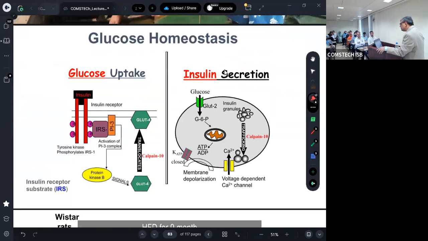Now, normally when we take any food, it goes to our body, and our blood glucose normally stays at a level of, say, 80 to 100 milligrams per deciliter. We call this the normal range.